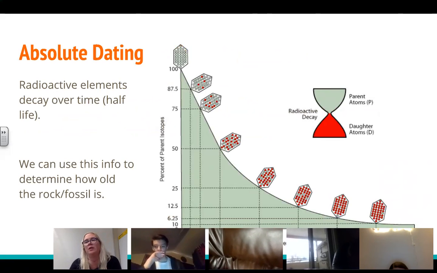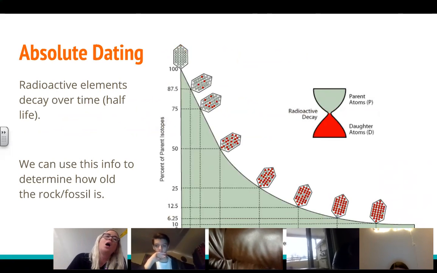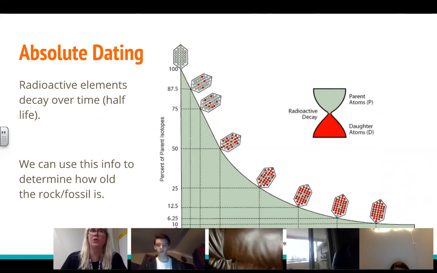If you play video games, you should be putting a million ones in the chat right now, right? Half-life is a really common video game thing. So what it means is that over time, these radioactive elements decay. Thank you, Haley. Lots of enthusiasm. Yeah, in a video game, right? Well, of course, this video game concept comes from science here.